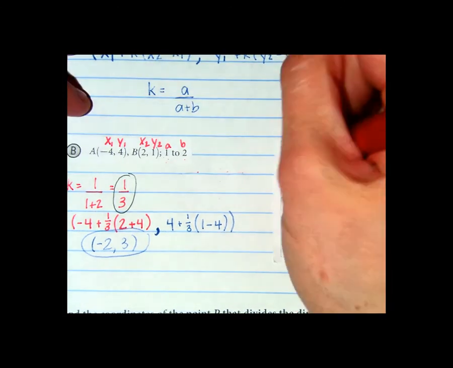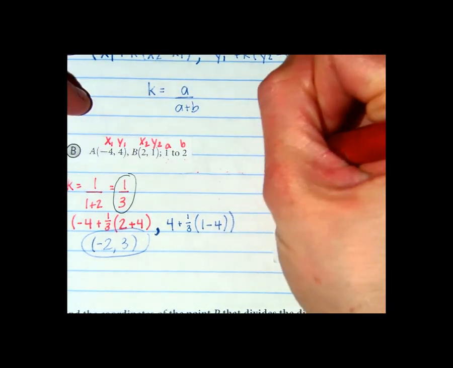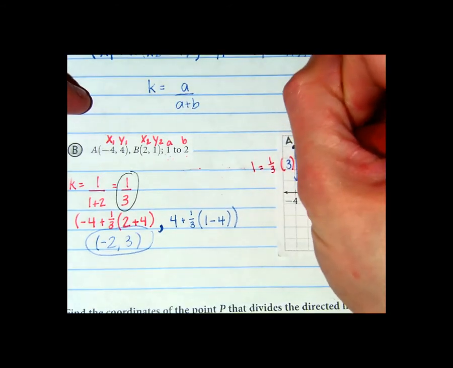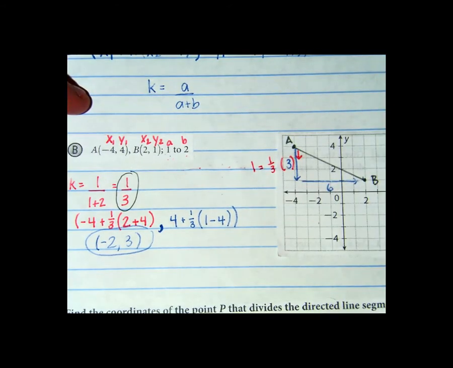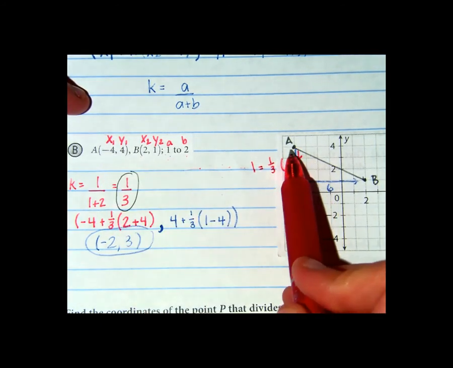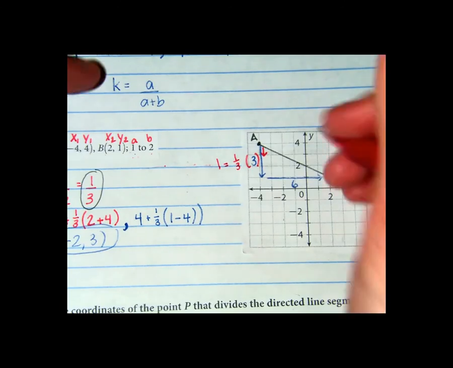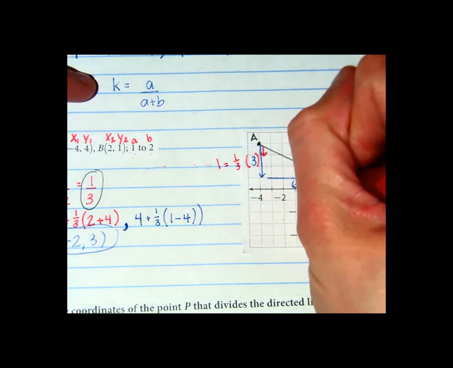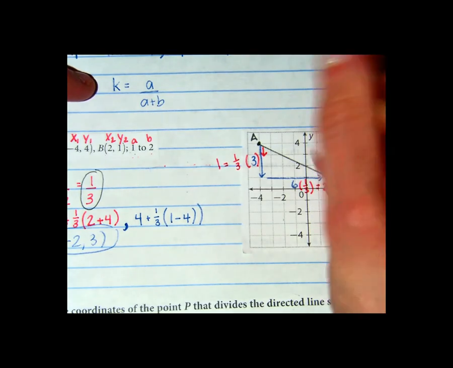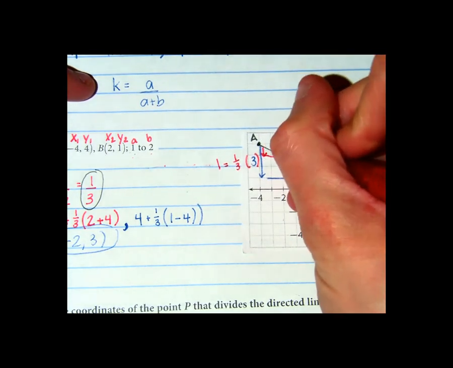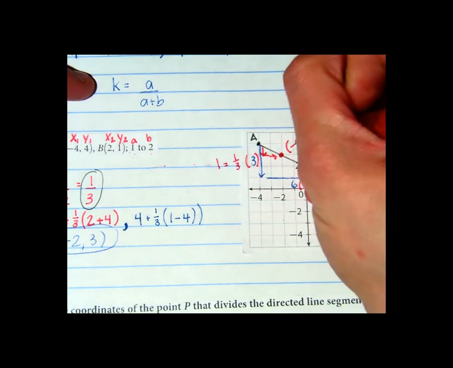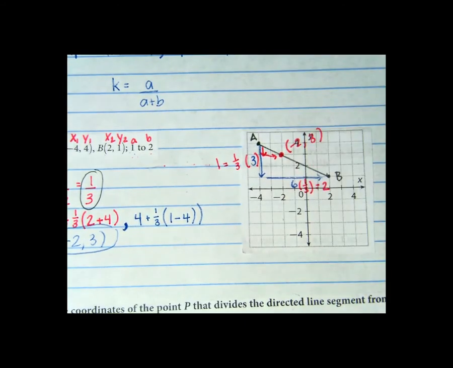What is 1/3 of 3? 1. So let me go down 1 instead. I always need to start back at A because it says A to B. So you start at the beginning point A. Okay. What is 1/3 of 6? 2. Thank you. So you go down 1 over 2. Here's my new point. What is that point? The exact same point we got by doing the formula.